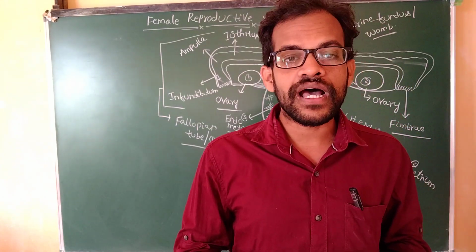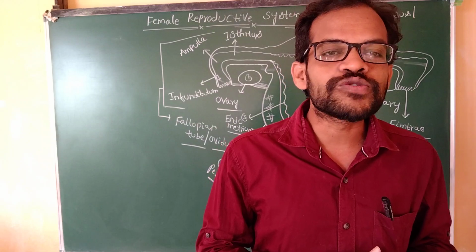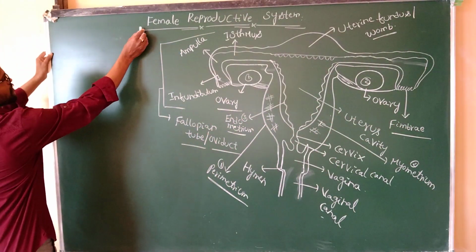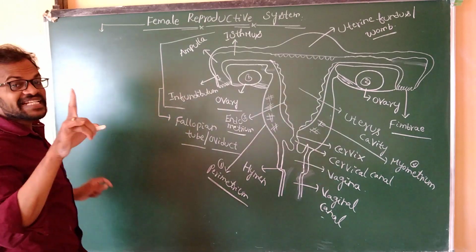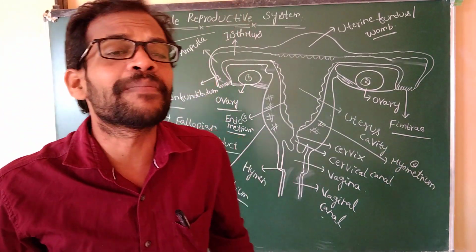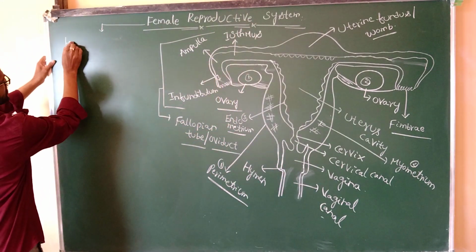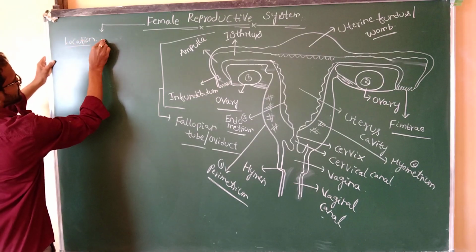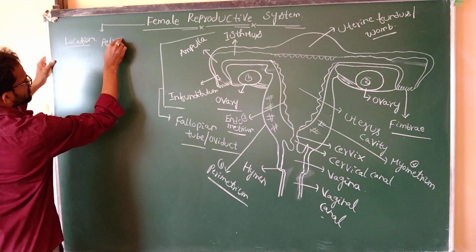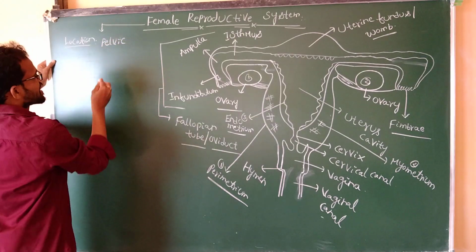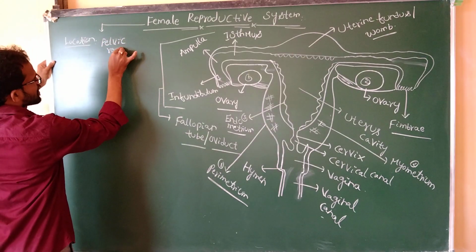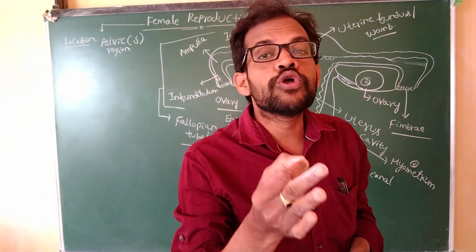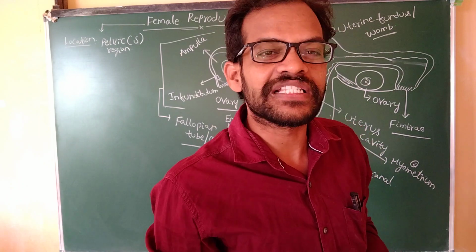These are located below the abdominal cavity. It is known as the pelvic region. The ovaries. What is it? The female reproductive system. It is located in the pelvic region. What is the location of the female reproductive system? The pelvic region. Pelvic region means pelvis, below the abdominal cavity.